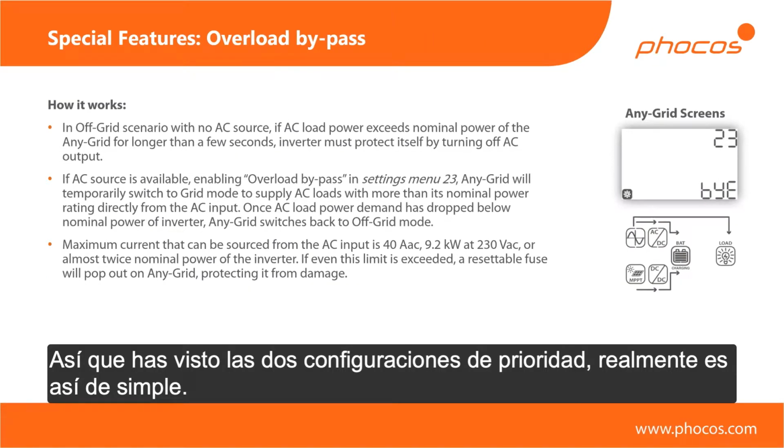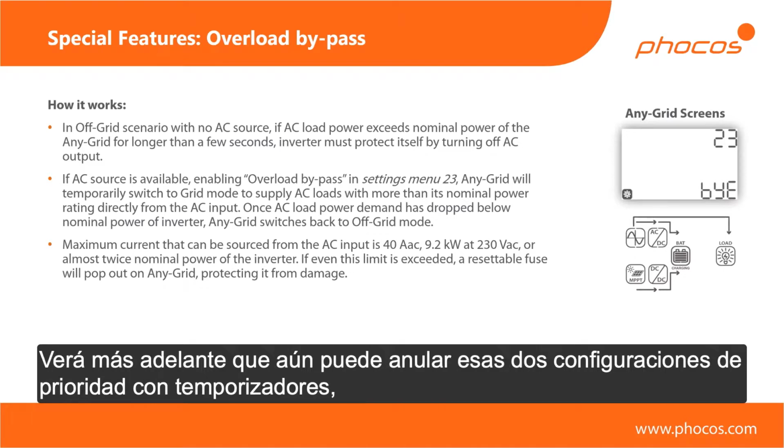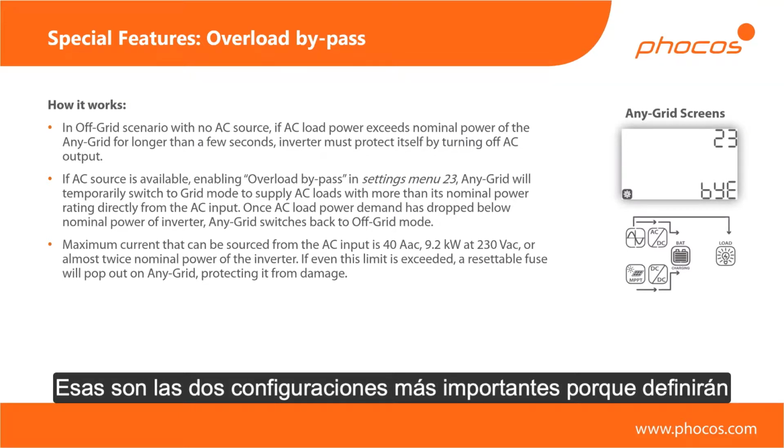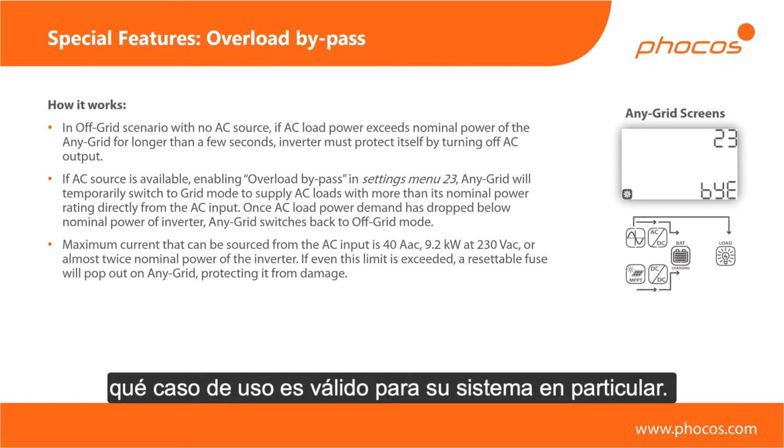So you've seen the 2 priority settings. It really is that simple. You'll see later you can still override those 2 priority settings with timers, but that's your basic configuration that you need to set up. Those are the 2 most important settings because they will define what use case is valid for your particular system.